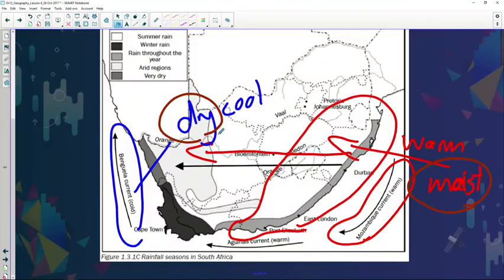Unfortunately, on the west coast of Southern Africa, it's cool and dry conditions. So there's not a lot of moisture content, but even though it may be summer, the air may rise, but there's no condensation taking place. Why? Because the air is very much dry.